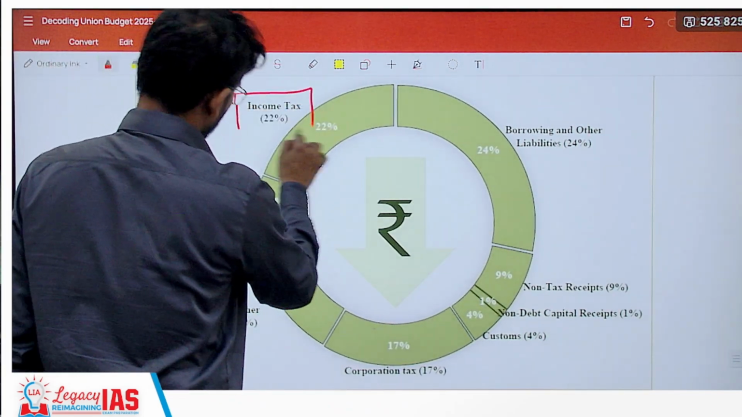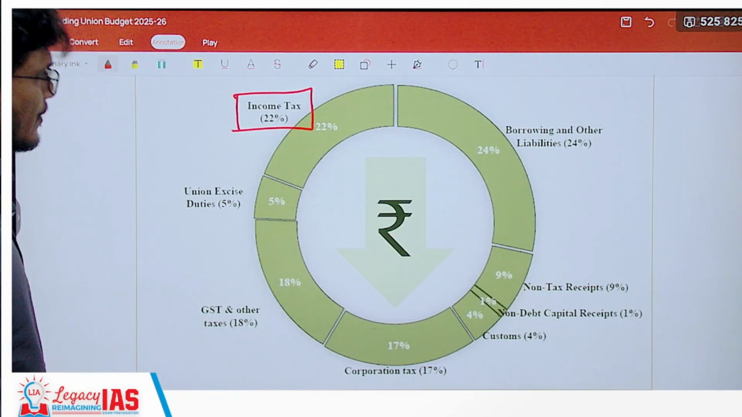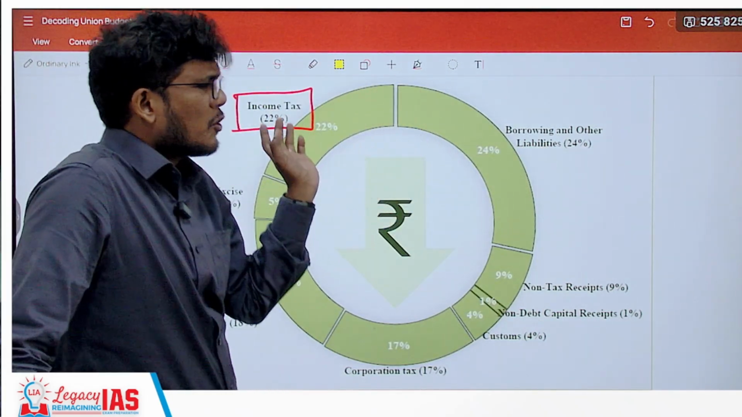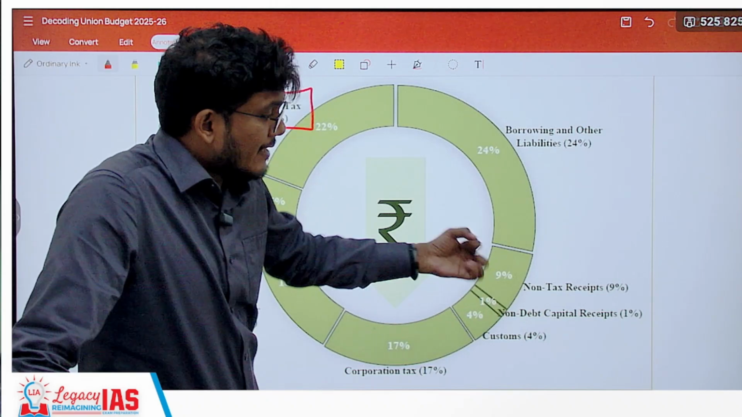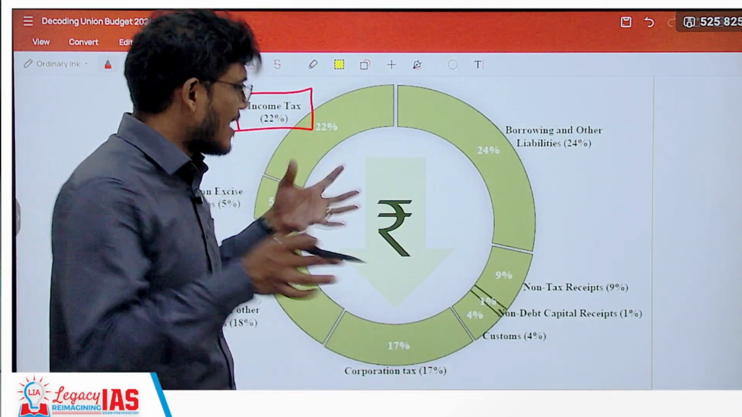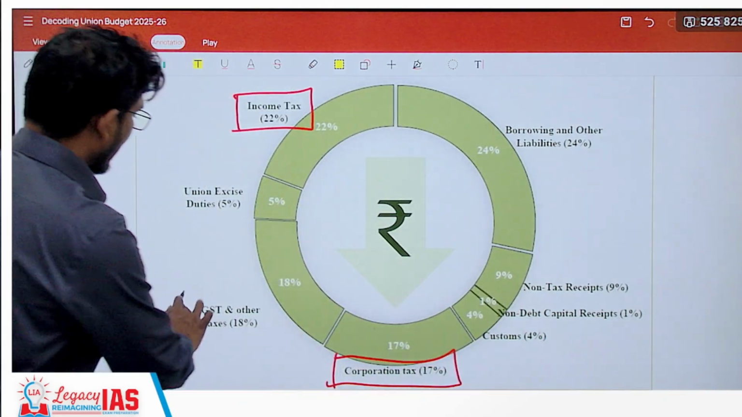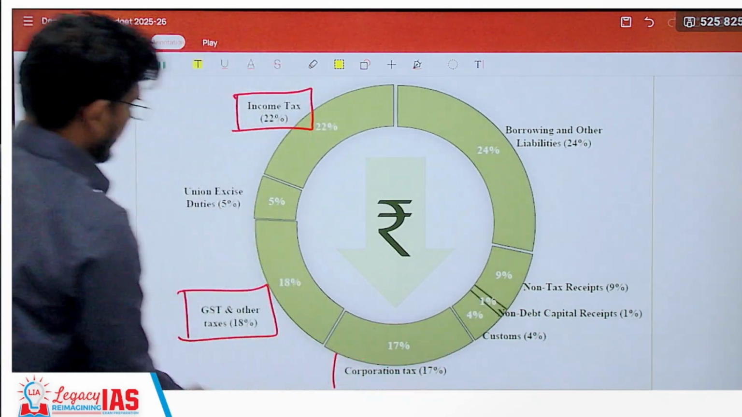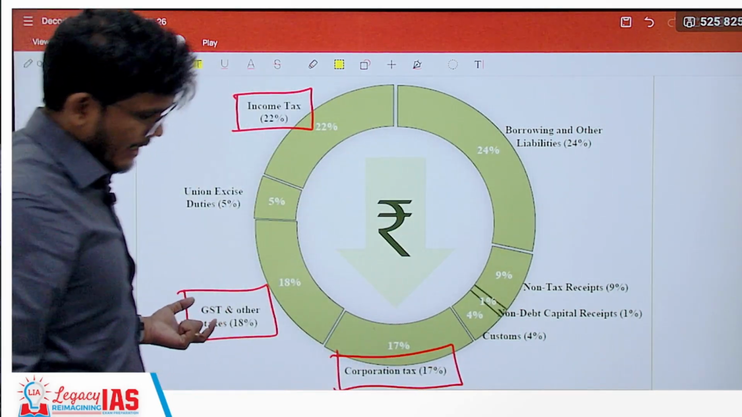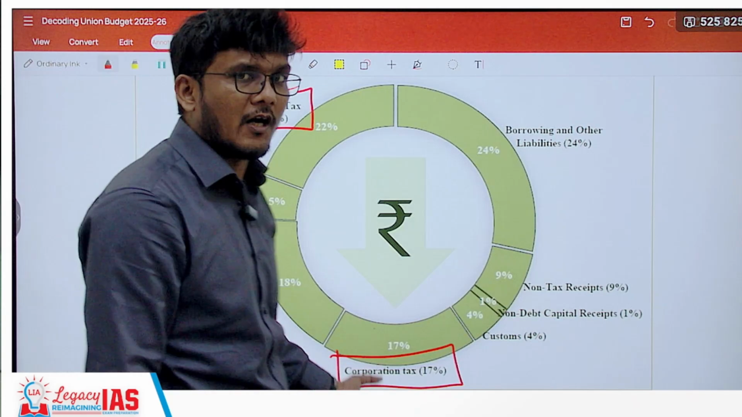Income tax, 22%, the highest. Income tax 22% is the highest. After that you have, in fact, highest is borrowing, but we'll keep it for later because it is a completely different thing. Apart from that, the revenue the government is earning, for example, from us, from the citizens, where is it coming from? So income tax. Then the second is the GST. It is slightly more than corporate tax, and then you have corporate tax. So GST has increased. Earlier corporate tax was very close to income tax, neck to neck, and it used to be second, but now GST is second, this is third, right?